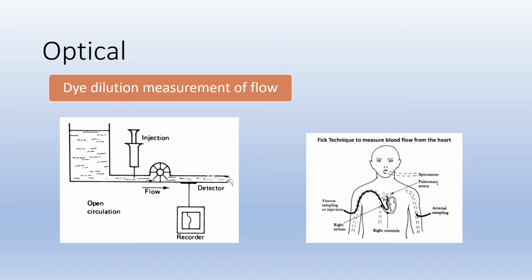absorption spectrum. The time variation of dye concentration can then be used to calculate cardiac output by the usual dilution technique, just as shown on the pictures.